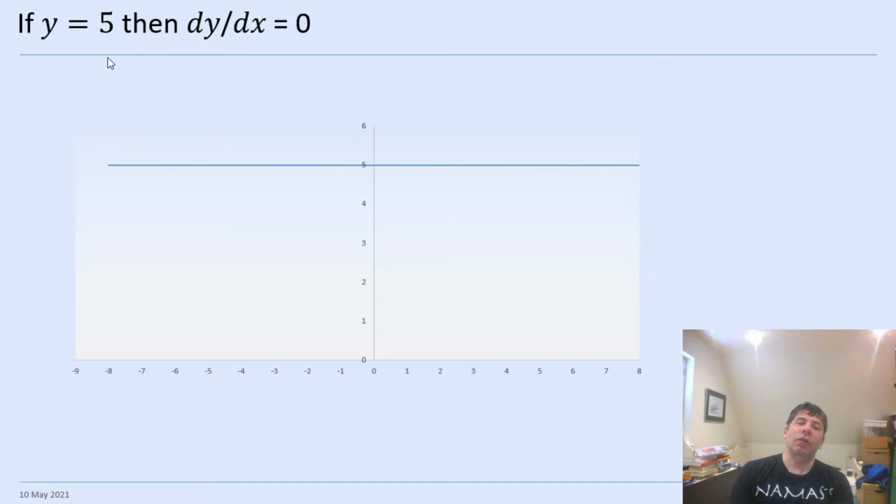If y equals 5, then dy by dx equals 0. So there's no change. It's a constant function, so the gradient is 0. Another way of thinking about it is you can think about y equals mx plus c here. So here, c is 5, that's the constant, and actually m is 0. This is y equals 0x plus 5. So again, that's another way of working out that the gradient is 0 in this case.